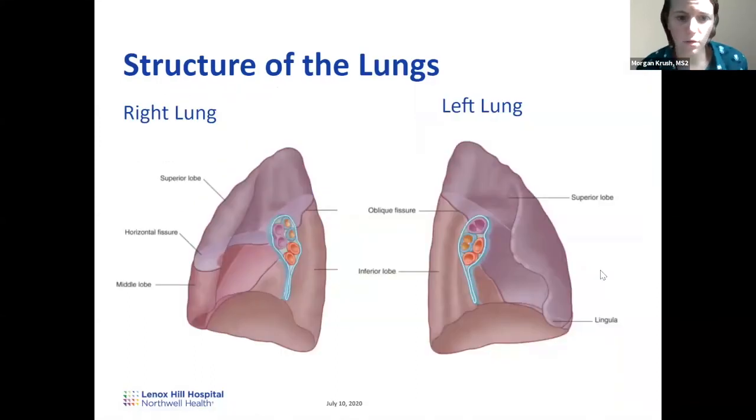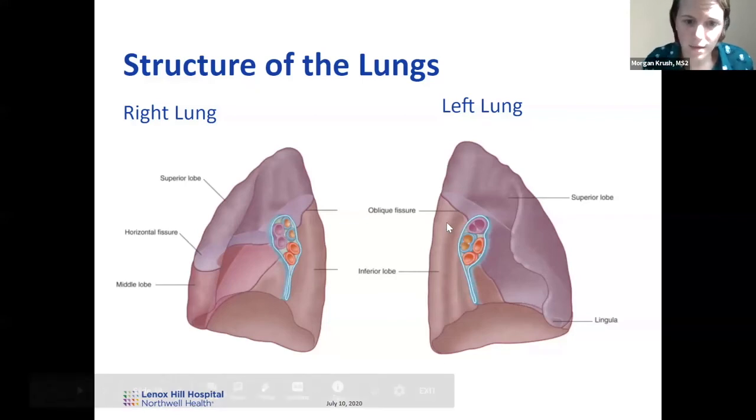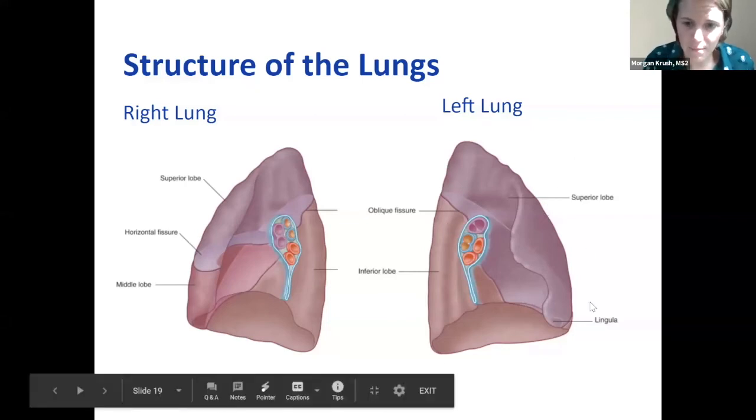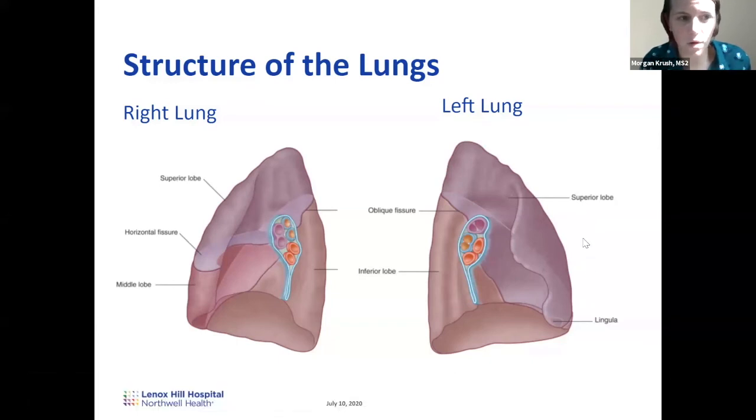Okay, so this is just a diagram of the two lungs. Can someone try and orient me to what side my mouse is on right now? Can you guys see my mouse? Okay, it's the left side, but when it's the left lung, are we looking at the anterior portion or the posterior portion of the patient?